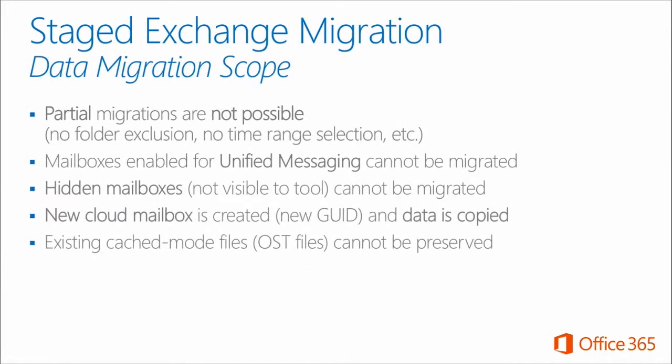The scope, partial migrations are not possible. You're basically saying this mailbox and everything in it is rolling through. Yeah. New cloud mailbox is created, and the existing cache mode files cannot be preserved. So from an experience, it is that kind of shot. Get it up. Get it going. Utilize your bandwidth and talk to your bandwidth provider if you want to make this real quick, and that becomes your migration strategy. It becomes a physics problem, really, about how fast can I move my data from on-prem into Office 365 at that stage.